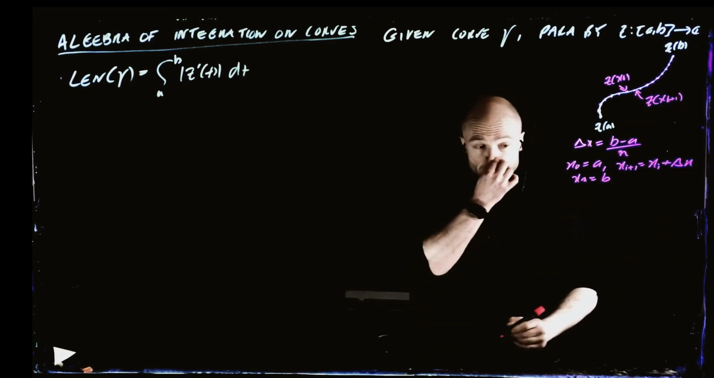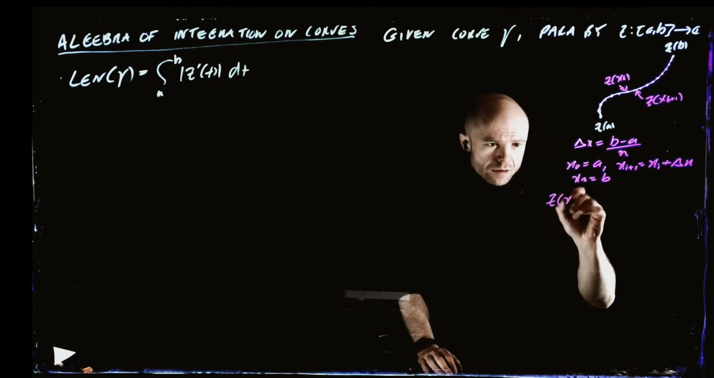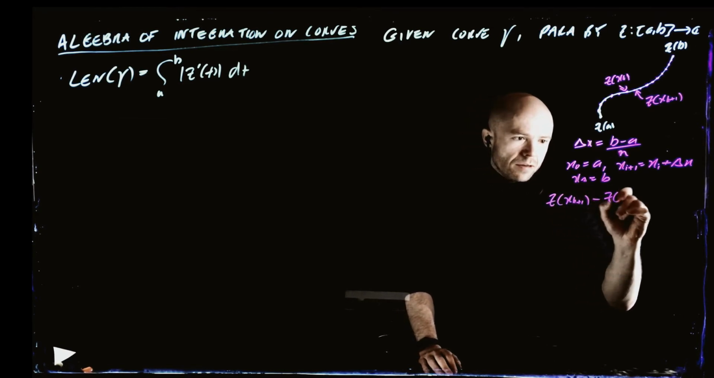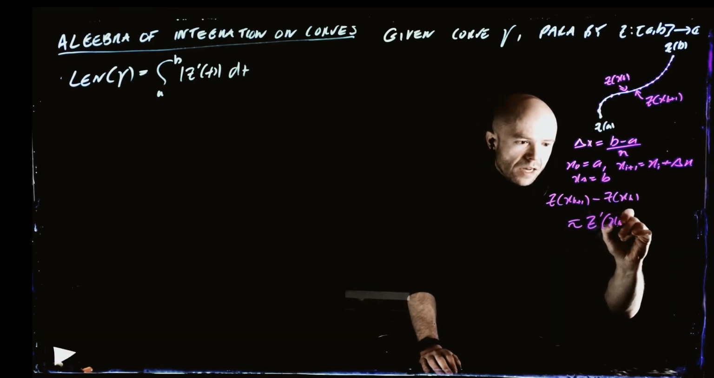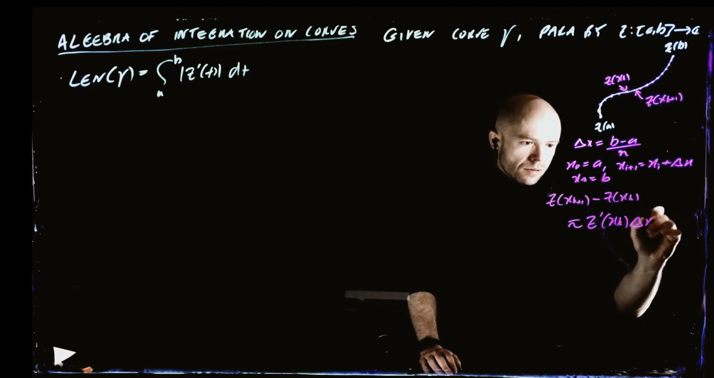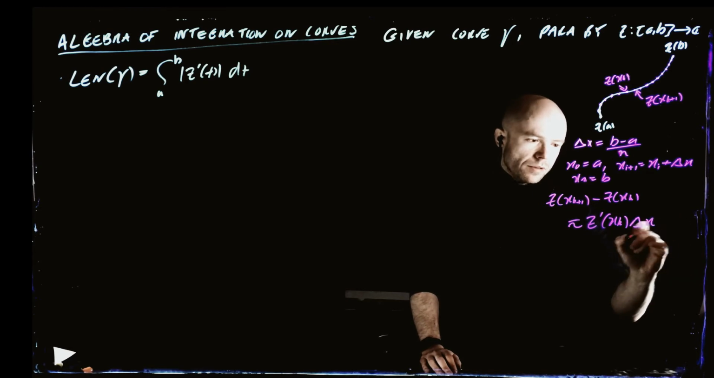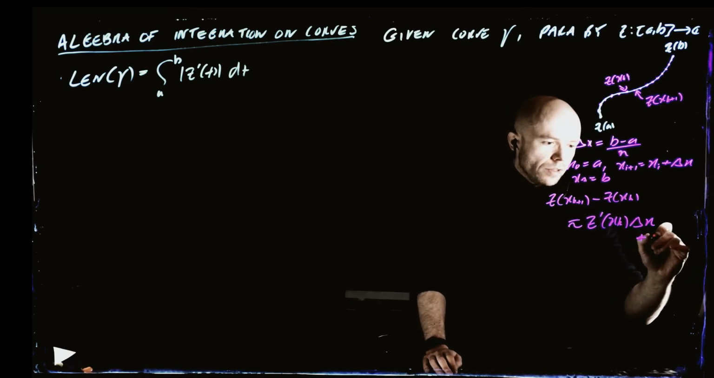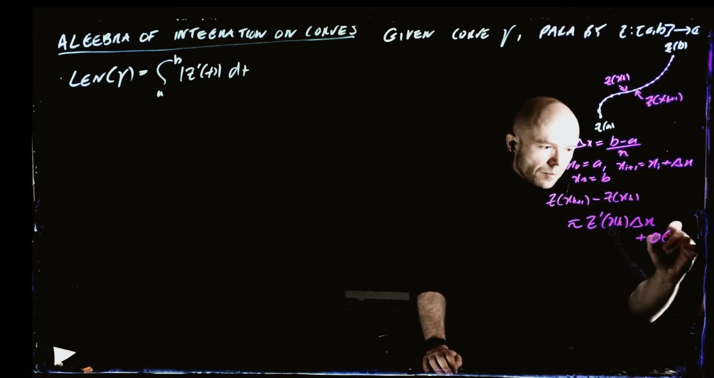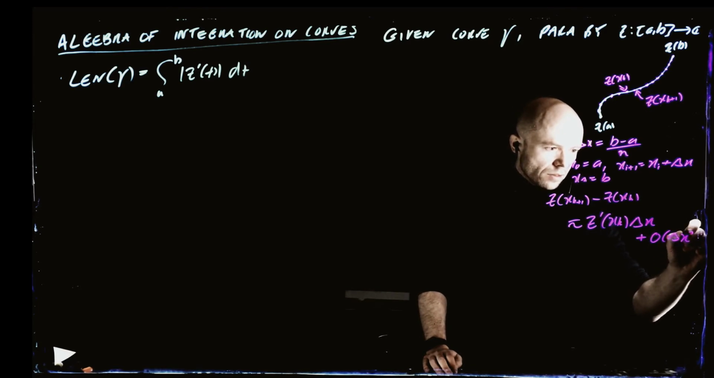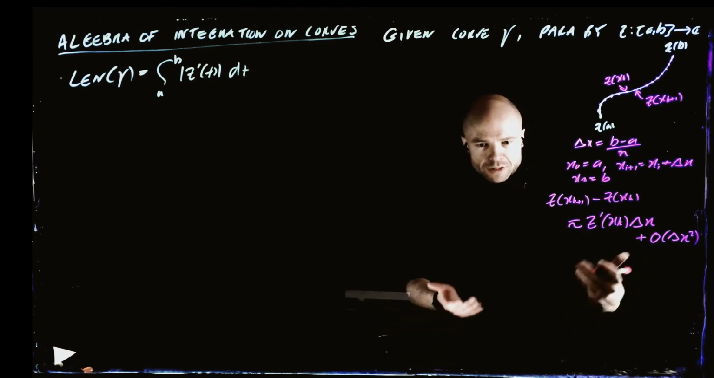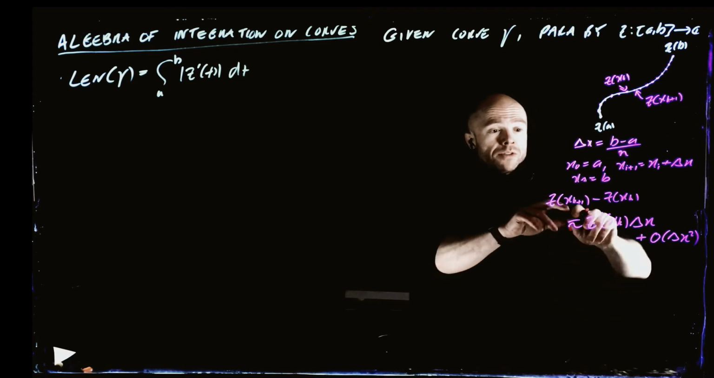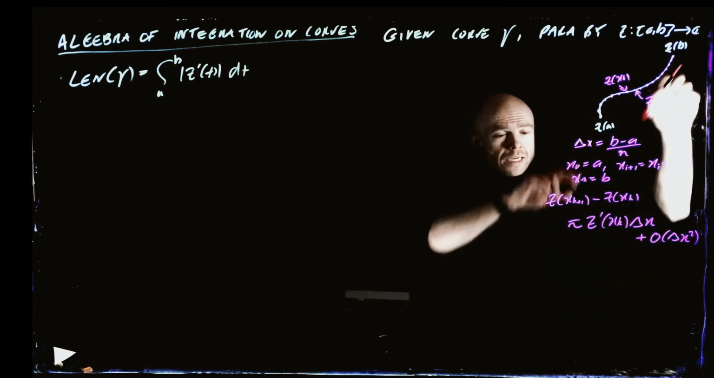Then by differentiability, z of xk plus 1 minus z of xk is really a lot like just z prime of xk times delta of x, plus something which is way smaller than delta of x, actually delta of x squared if we take a smooth curve. So let's write it like this: this is big O of delta of x squared. Just differentiability.